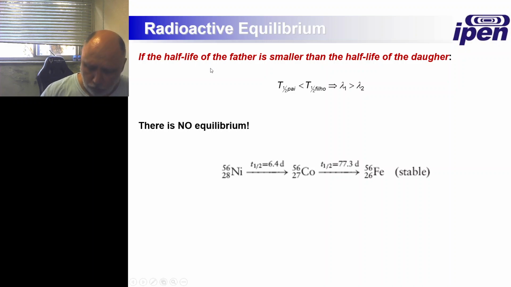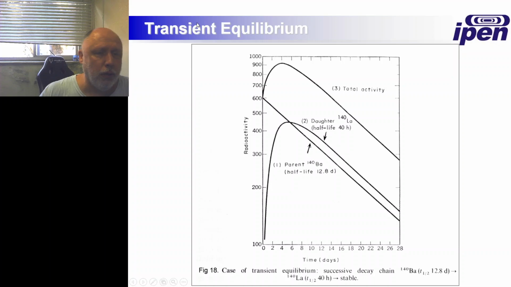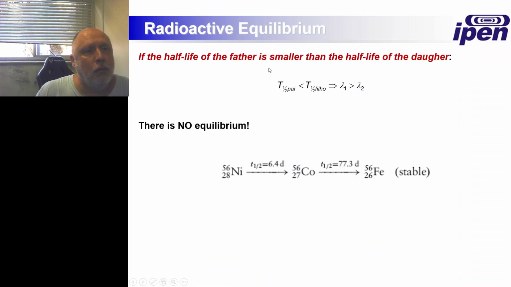So this one we call transient equilibrium because it's an equilibrium, all right, but it's not secular. It will only be true for several half-lives of the father, which in this case would be, I don't know, 100 days or something. This would be gone. Well, if the half-life of the father is smaller than that of the daughter, you cannot simplify anything and there's no equilibrium.